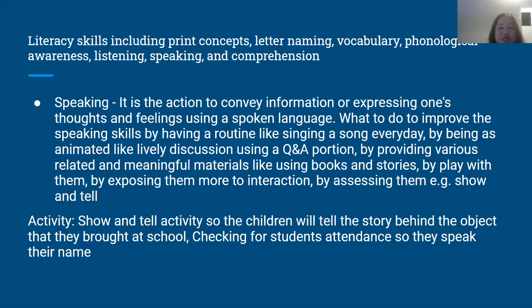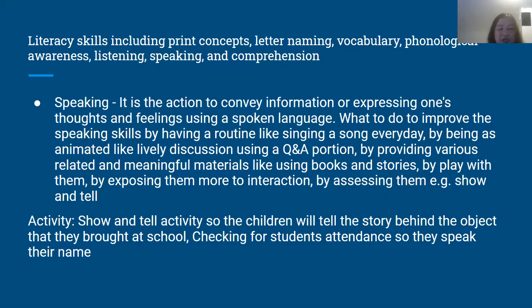By having a routine, like singing a song every day, by being animated, like a lively discussion using a Q&A portion, by providing various related and meaningful materials like books and stories, by playing with them, by exposing them more to interaction, and by assessing them, for example, show and tell.